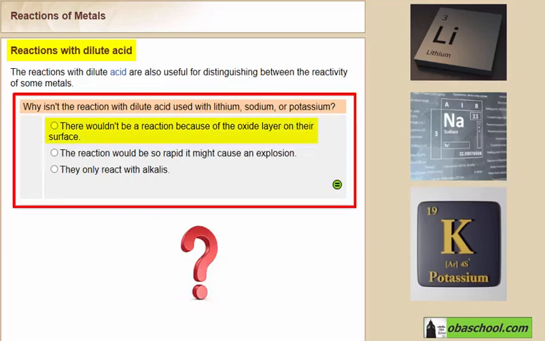There wouldn't be a reaction because of the oxide layer on the surface. The reaction would be so rapid it might cause an explosion, or because they only react with alkalis.